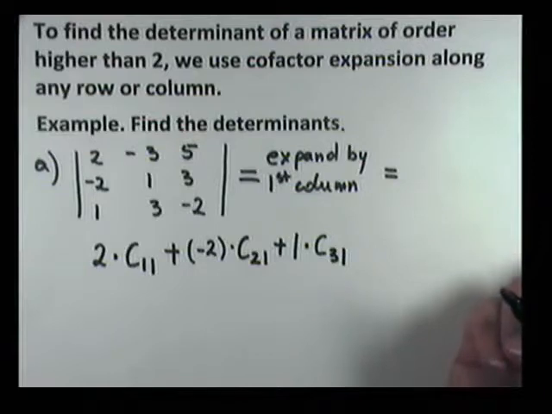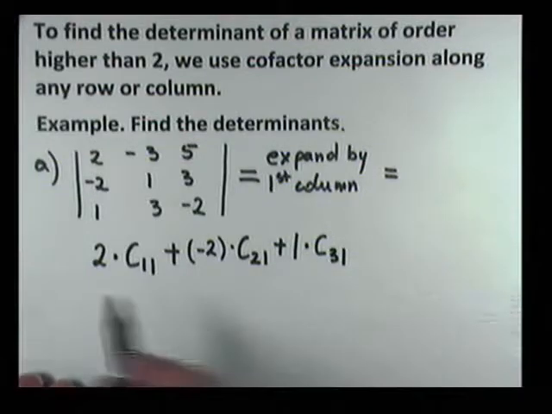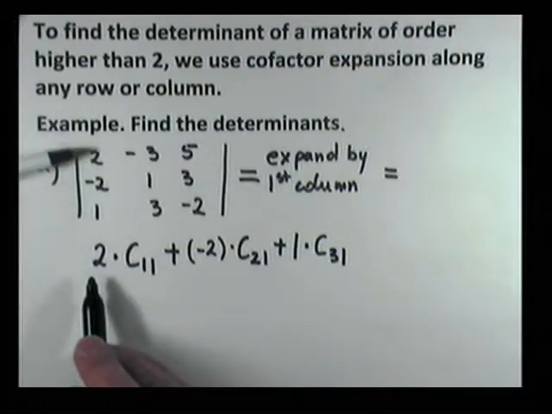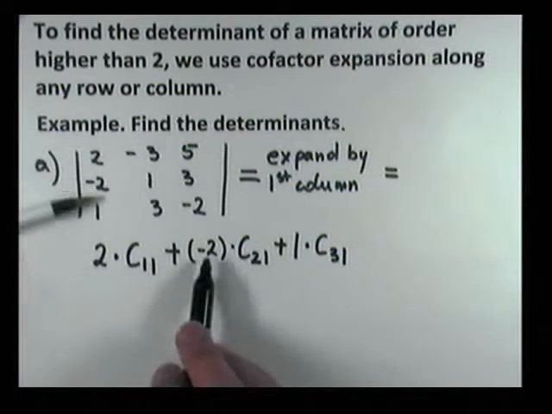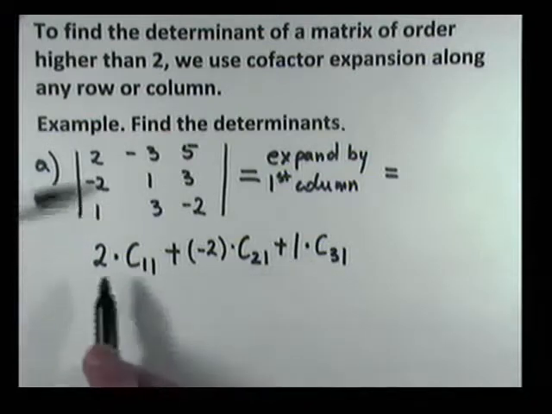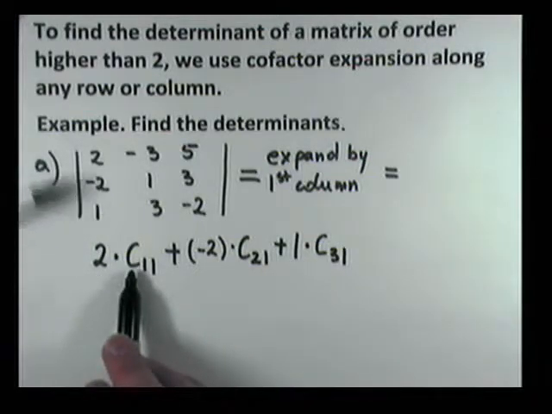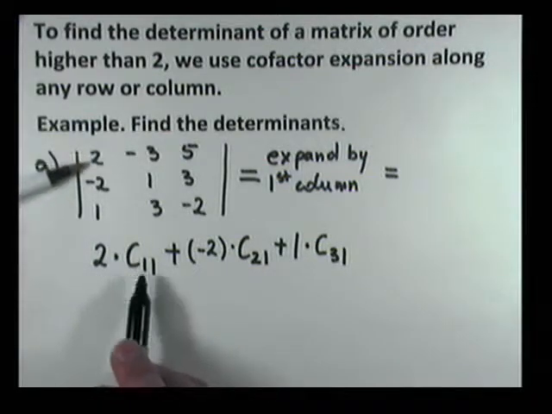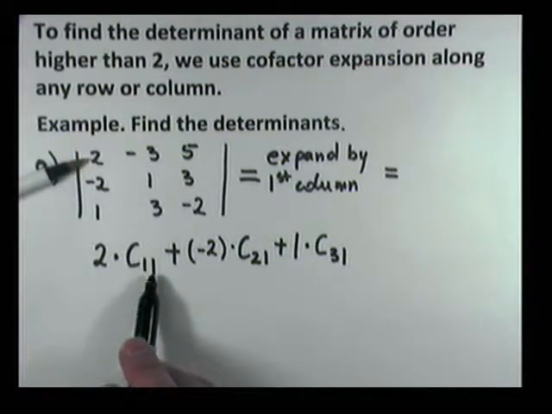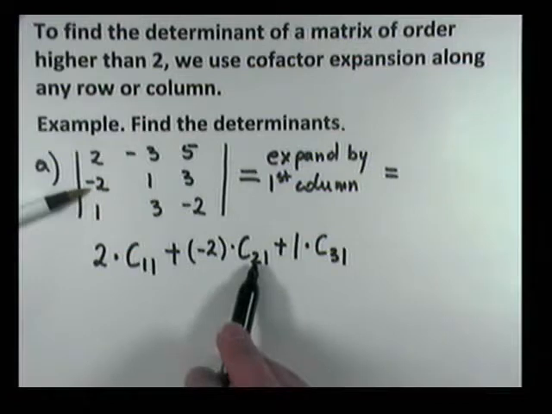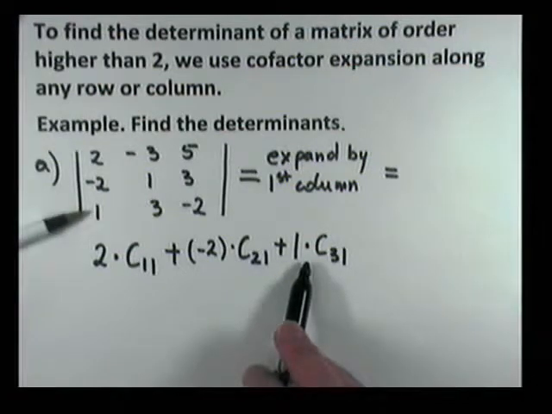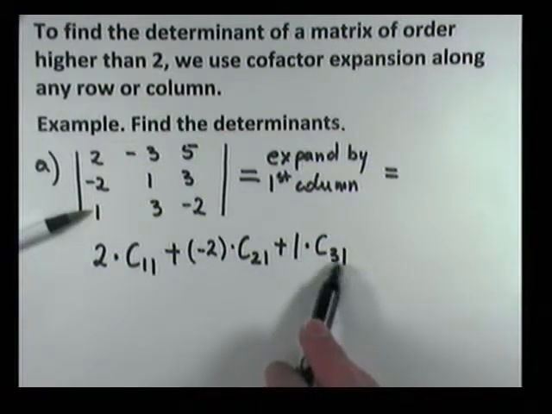Okay? Then we need to work this out, but that's basically how it works. Every number from this column, you need to write it down: number 2, minus 2, and 1. So it's number 2 times the cofactor of the position. This number is in position 1, 1, first row, first column. Now the second number is minus 2 times the position, second row, first column. And then we have number 1, third row, first column.